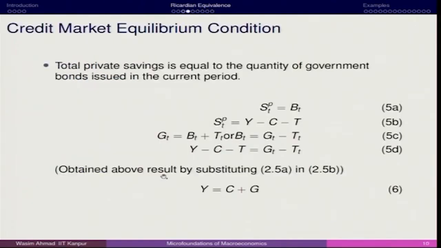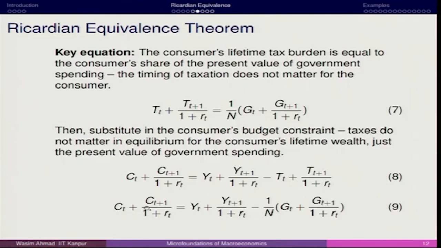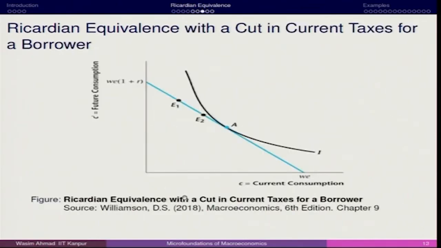So, one way of getting the closed economy equilibrium is this: whatever bond the government has issued out of G_t minus T_t, this is the private saving. Here we have the C_t plus C_{t+1} upon 1 plus r_t. So, in the intertemporal framework, this is how the closed economy equilibrium can be arrived at. Now, let us have the comparative statics. Here it is easier to understand. One is what happens when the government is going to cut the current taxes for a borrower.